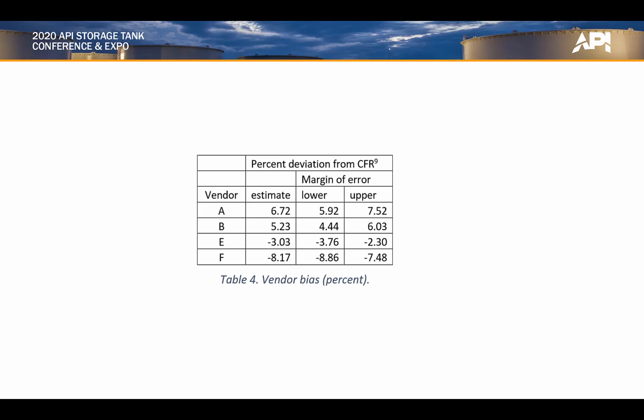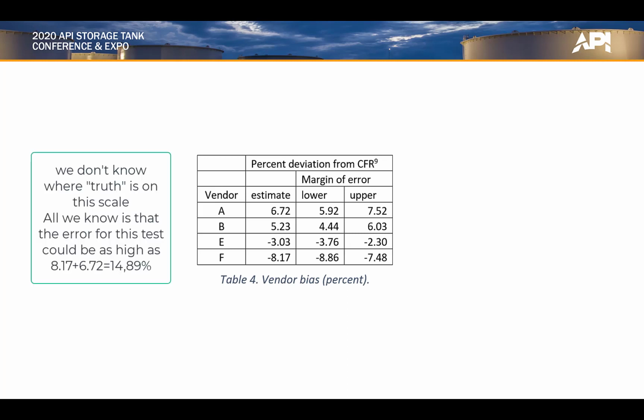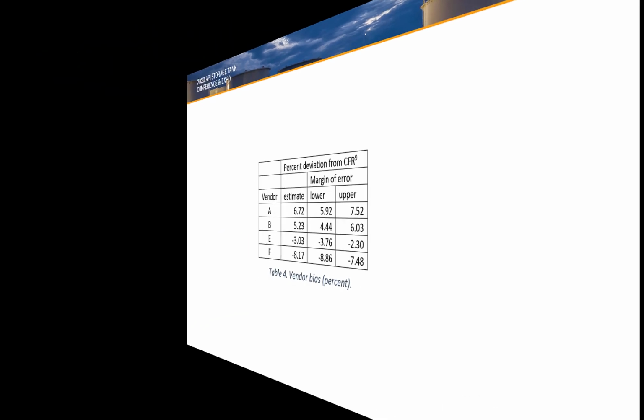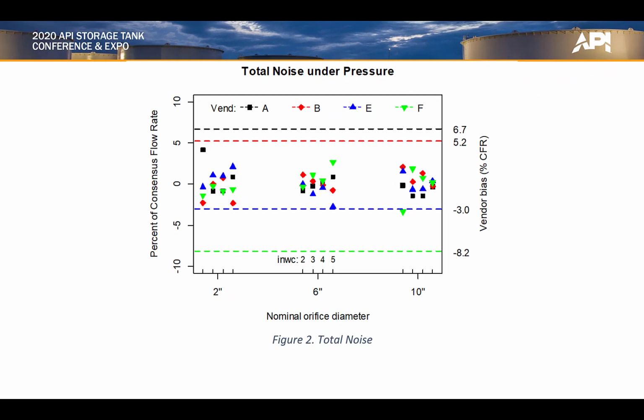The bottom line is that we can determine how far each vendor deviates from the average, or what I call the consensus flow, but we don't really know what their accuracy is. Of course, if the vendors vary significantly, then at least one of them must be inaccurate. This diagram shows the total noise, which is the measured flow rate minus the consensus flow rate, which is used as a proxy for the gold standard. Total noise has three components. First, vendor by diameter. Second, vendor by pressure bias. And third, pure error or random residual noise after accounting for the bias.